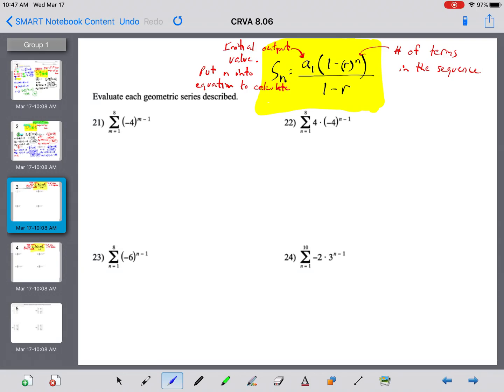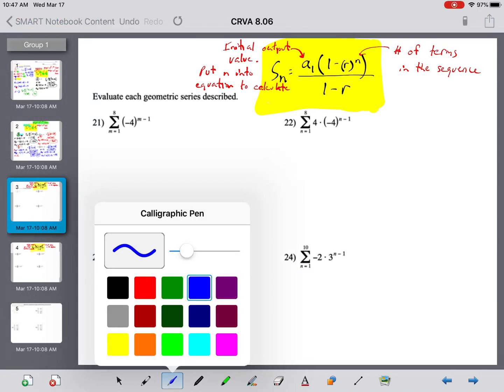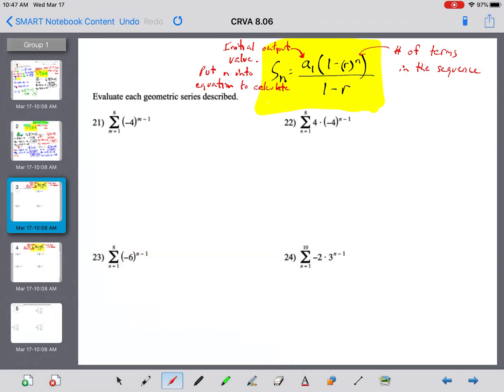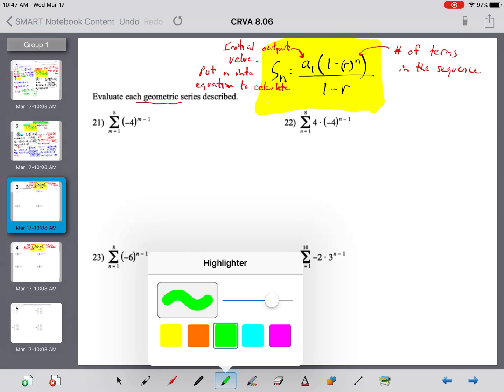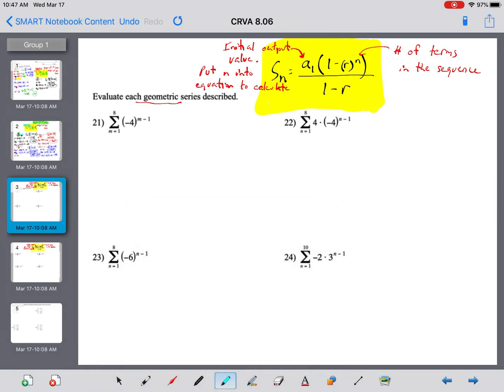All right, CRVA 8.06. This is going to be part 2, and here we're going to be evaluating geometric series. So if you look at the function in this series, if you were to graph it, which you don't have to do, that would be an exponential function. So there's not a consistent rate of change through addition, but rather it is through multiplication, as you've seen this unit. So in this case, we need to use a different formula.